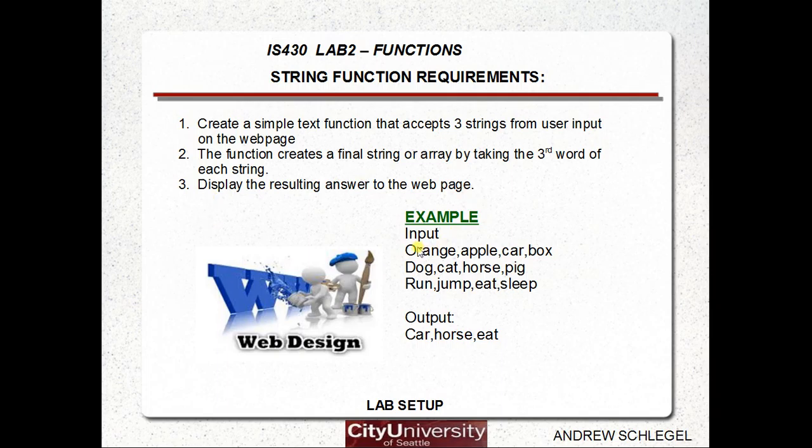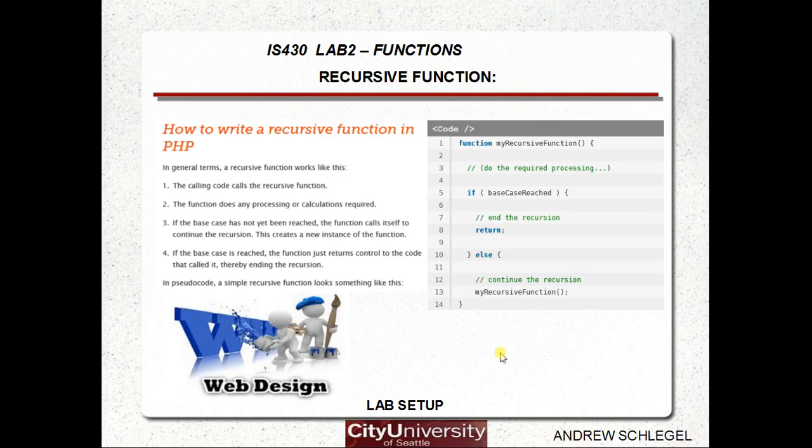So for example, the user inputs orange, apple, car, box, dog, cat, horse, pig, run, jump, eat, sleep. The output is one string, which is car, horse, eat. That's the third comma separated word from each of the 3 strings. Okay, pretty simple. All right, so here's your recursive function.